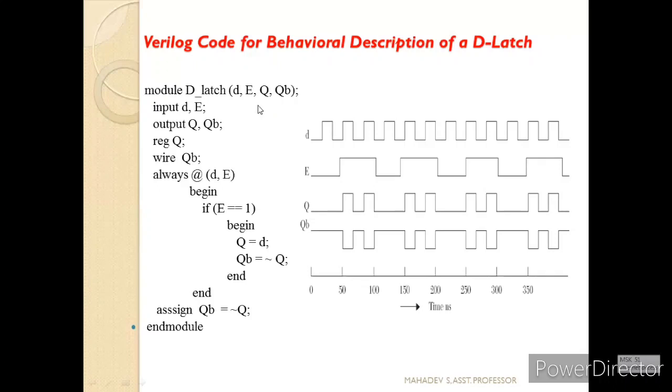So this is how we have written the Verilog code for the D-latch. You can observe that we have declared Q and QB as outputs, and the register Q is used here.